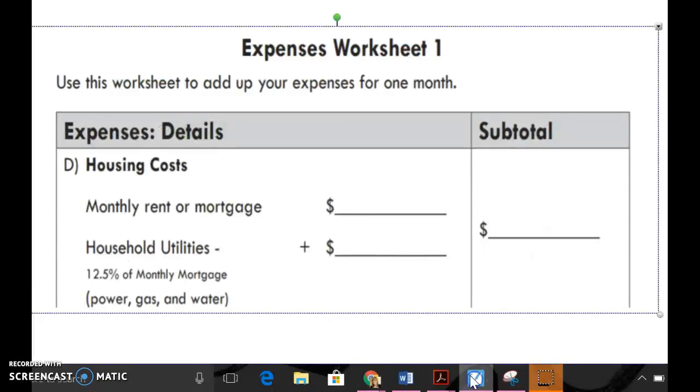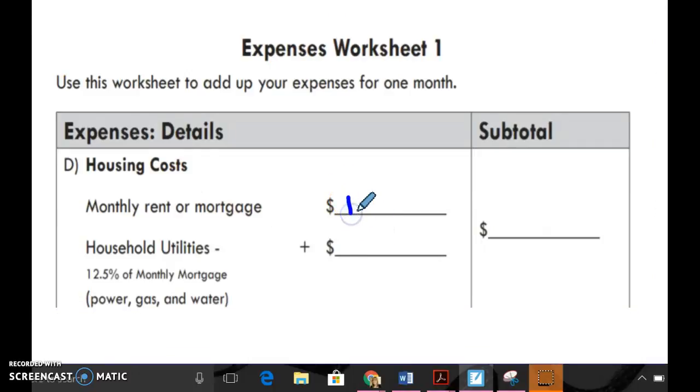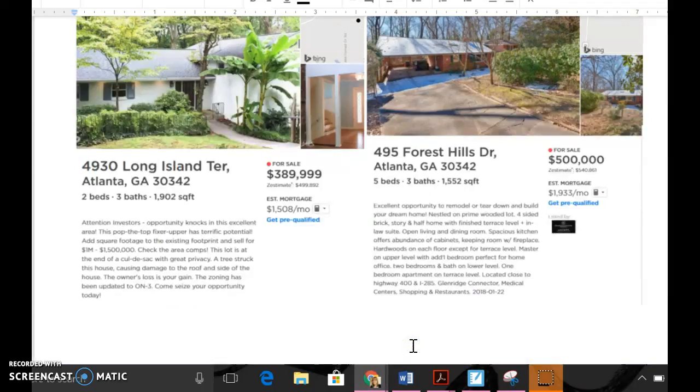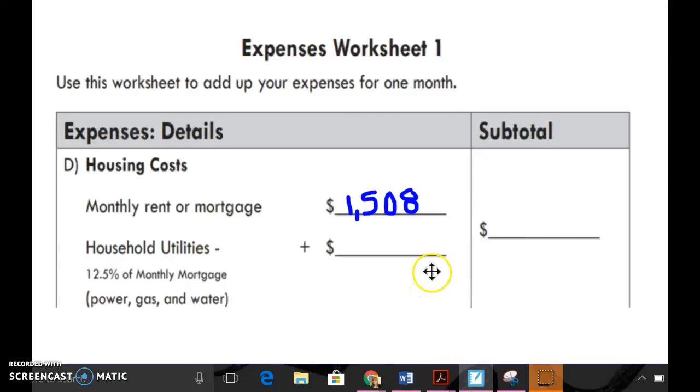So you go to your worksheet, and it was $1,508. I believe that's correct. Let me double check. Yes. And I'm going to fill that in. And once I decide that that's what I want, then I have to calculate this.